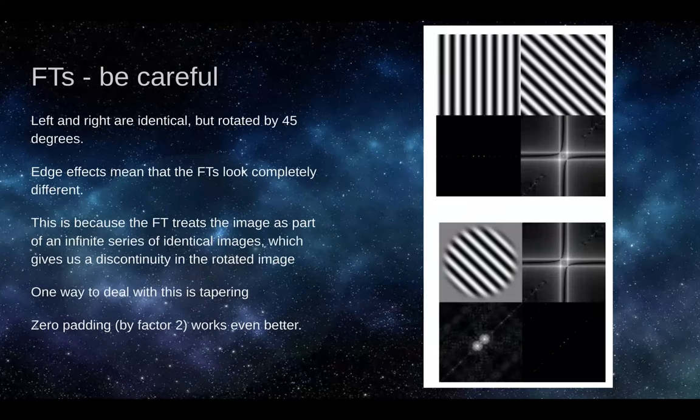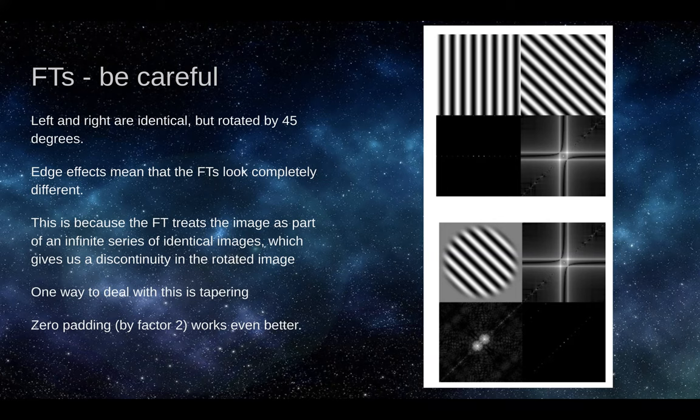So you have to be careful with Fourier transforms. Left and right, they are rotated by 45 degrees, but they're completely different Fourier transforms, right? This is actually a bit of an artifact of how Fourier transforms are calculated. Basically, it's because the Fourier transform treats the image as part of an infinite series of identical images. And of course, we can't really deal with infinities in practice. So we have to actually compute something called a fast Fourier transform.